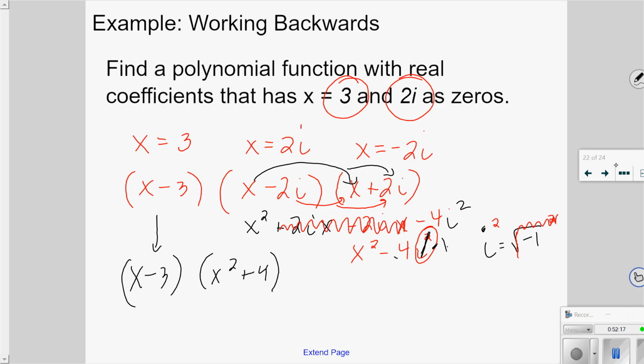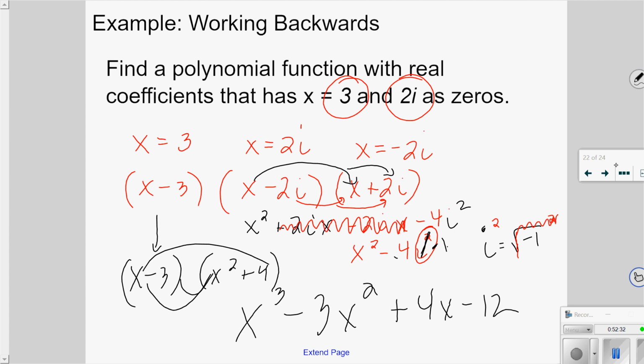So now final answer. I'm going to take each of those and multiply it. You get x cubed minus 3x squared plus 4x minus 12.